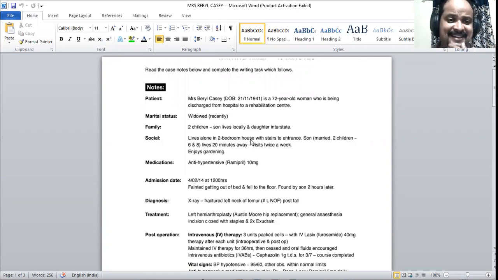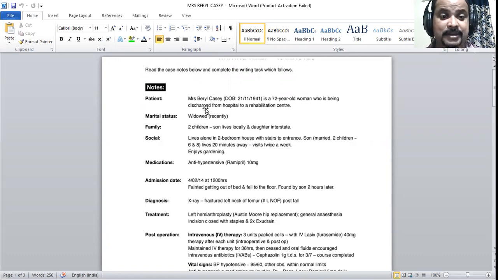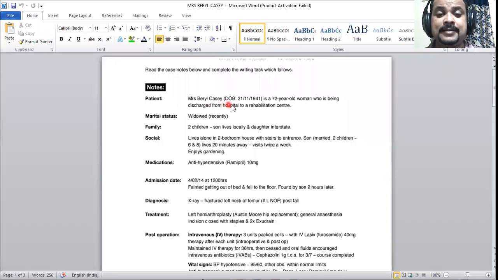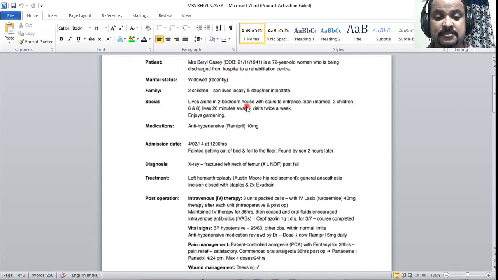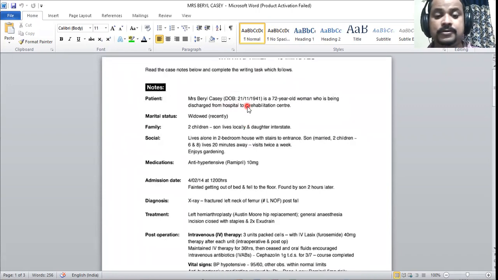Hello everyone. Today we are going to see a nursing OET letter. The patient's name is Beryl Casey, and she is a 72-year-old woman. Now she underwent a hip replacement, or we call it left hemiarthroplasty.